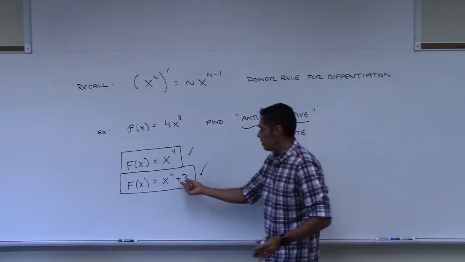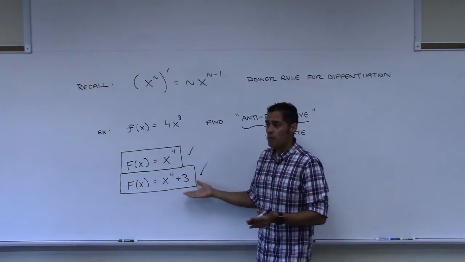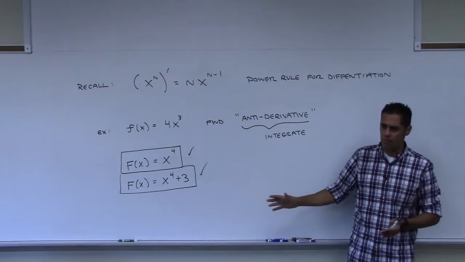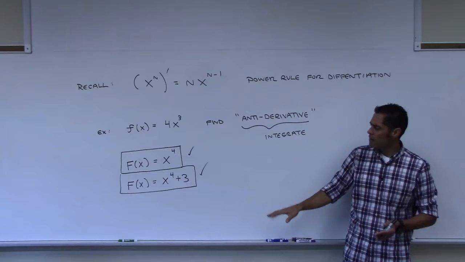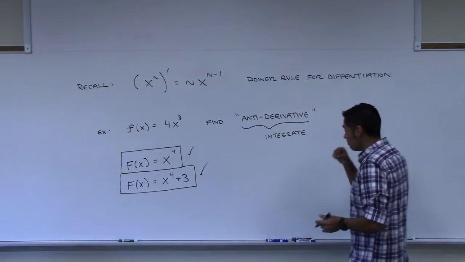We could have done like +10. We could have done -7. There are an infinite number of actual antiderivatives. And that kind of creates a little bit of a problem. But do you get it? So these are specific examples of antiderivatives.